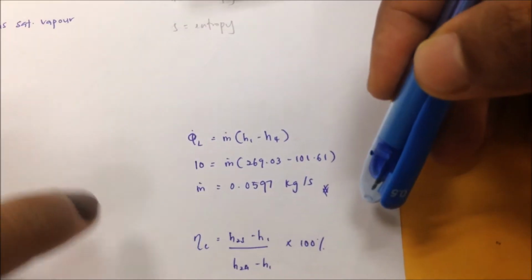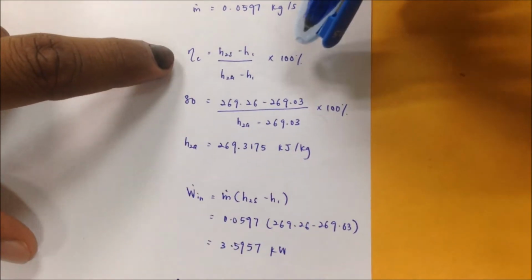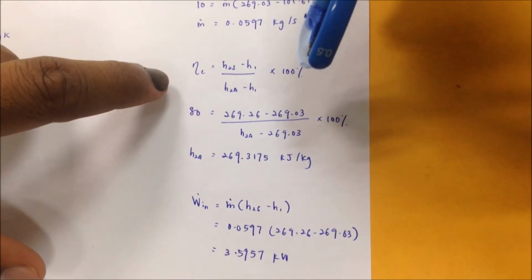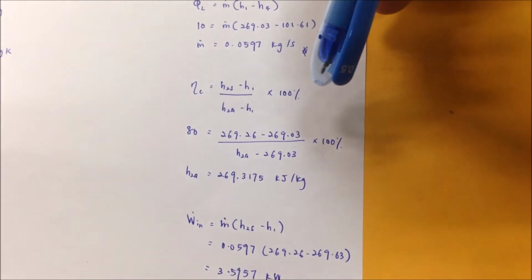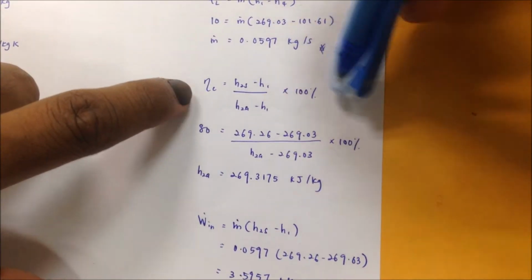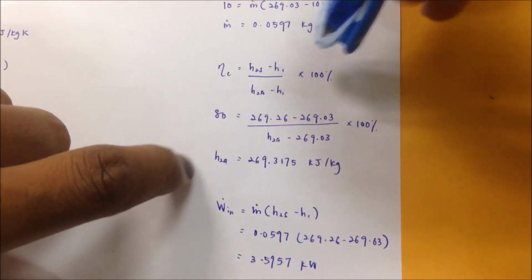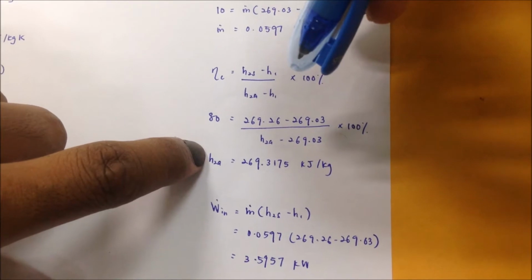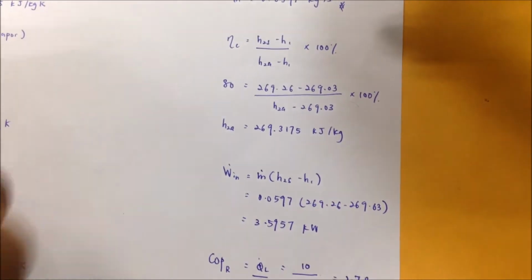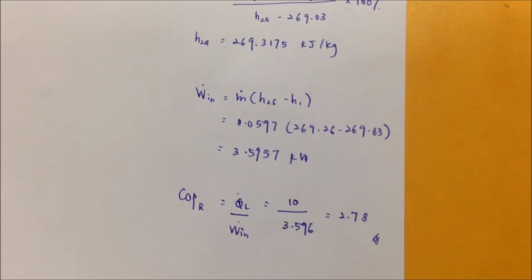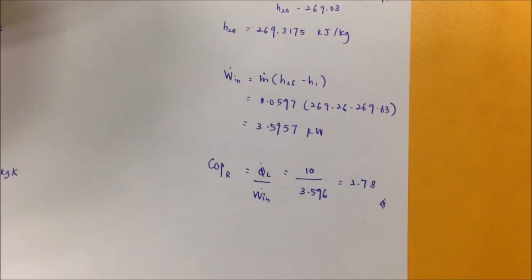Next, as the efficiency has been stated, we use the efficiency to get the value of H2A. Based on the general equation, we can get the value of H2A, which is the actual enthalpy, 269.3175 kilojoule per kilogram.